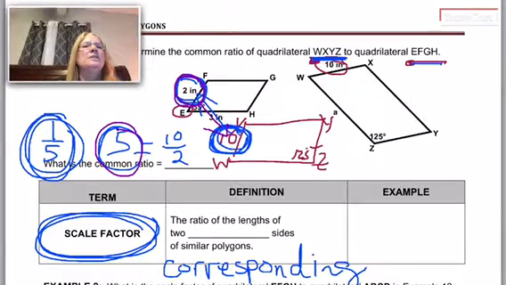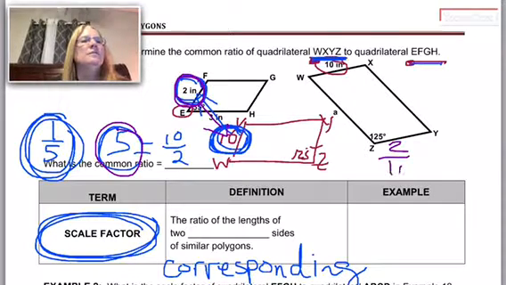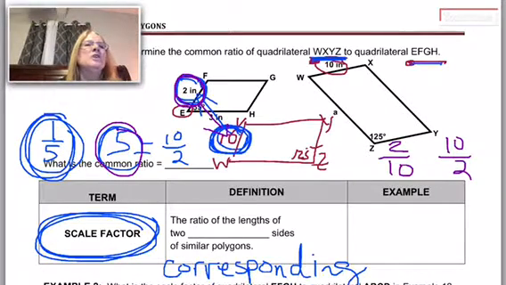And what I do when I look at two similar figures is I just go ahead and find two sides that correspond, and I see a 2 over 10, and I know my scale factor is either 2 over 10 or 10 over 2. It depends on which direction I'm going.